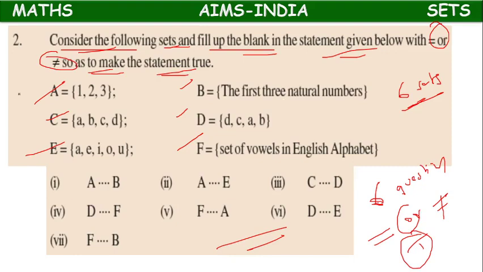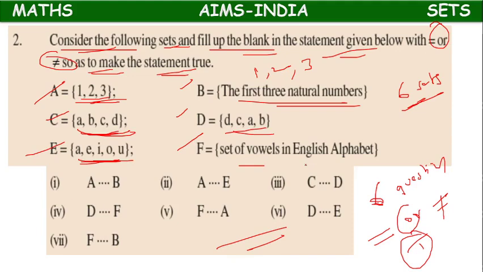A is 1 2 3 in roster form. The sets are first 3 natural numbers, first 4 English alphabets, and vowels. First 3 natural numbers means 1 2 3. First 4 alphabets means A, B, C, D. The set of vowels means A, E, I, O, U will come. So set B stands for 1 2 3. Set F stands for A, E, I, O, U.